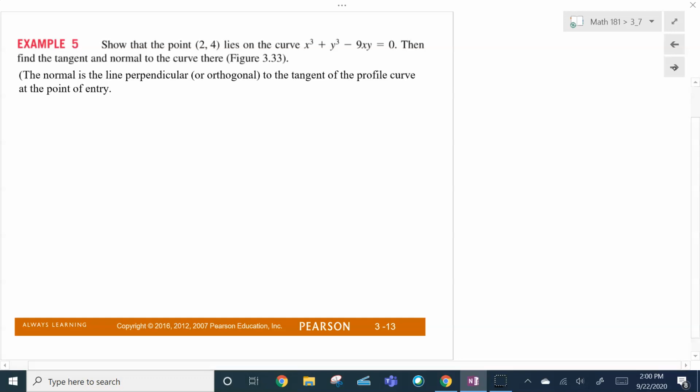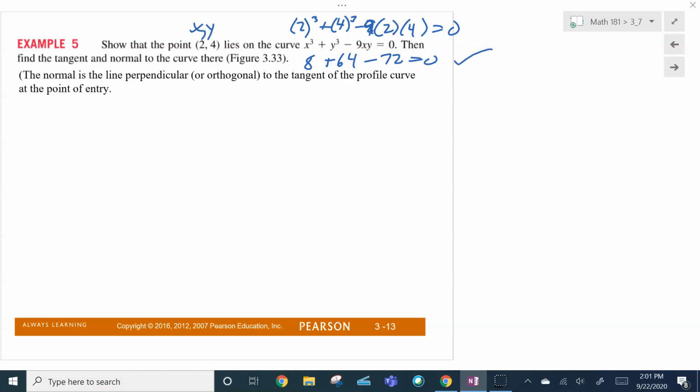Show that the point (2, 4) lies on the curve x cubed plus y cubed minus 9xy. Then find the tangent and normal to the curve there. Okay, so first of all, here's our x, here's our y. If we were to prove it's on the curve, we just plug in our values: minus 9 times 2 times 4. So we have 8 plus 64 minus 72. And there you go, 72 minus 72 equals 0.